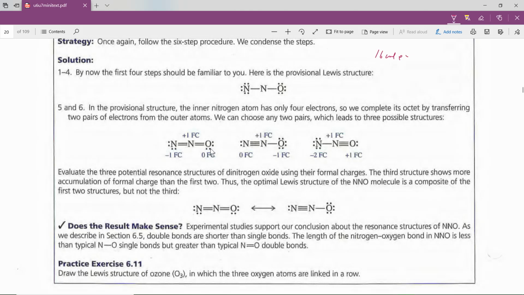So we can have double bonds here, 2, 4, 6, 8, 10, 12, 14, 16. Nitrogen is -1 there, +1 and 0, right? It all adds up to 0. So this is one contributor to the Lewis description, one resonance contributor.